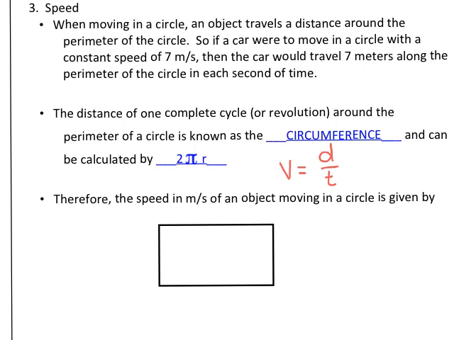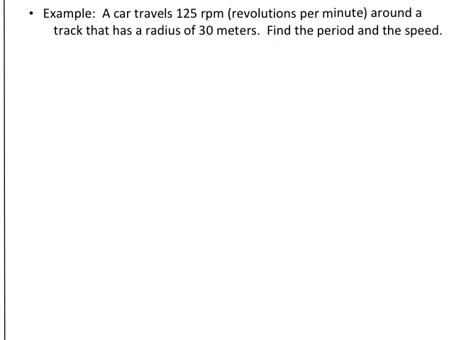But for a circle specifically, the speed would be 2 pi r, and then our time would be the period. So the distance for an object moving in a circle is the circumference, and then the time once around a circle would be the period. The units are still going to be meters per second, just like in previous chapters. So let's do an example problem.